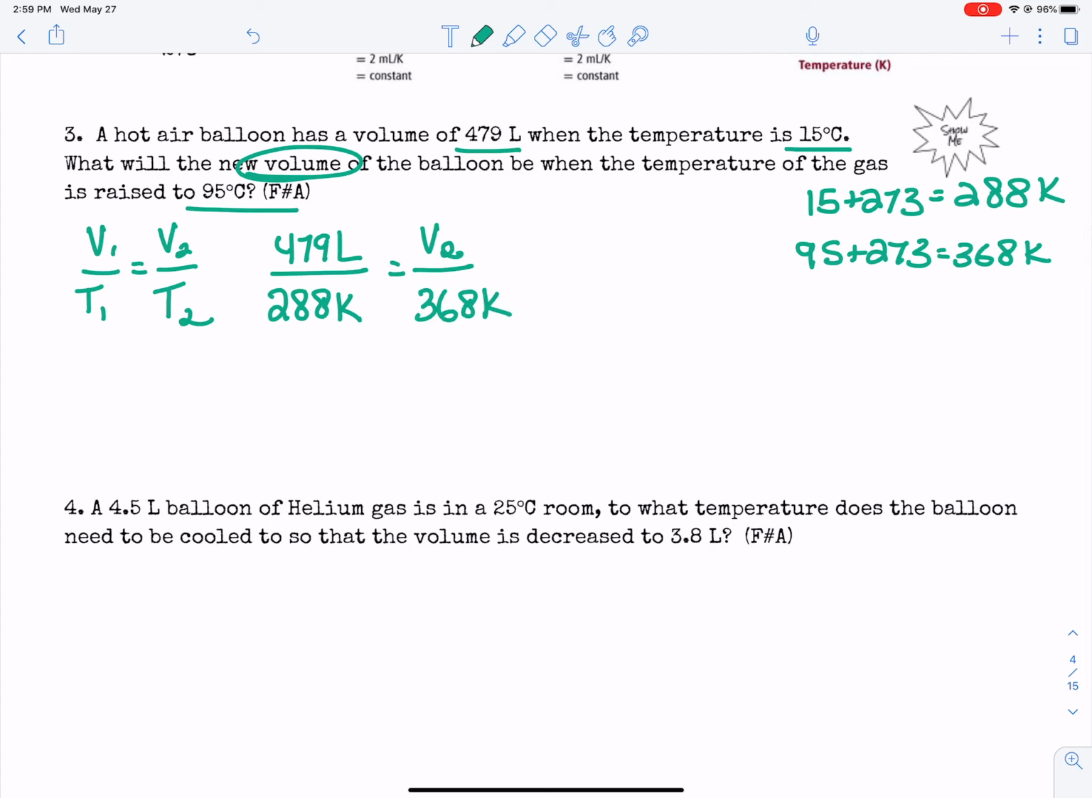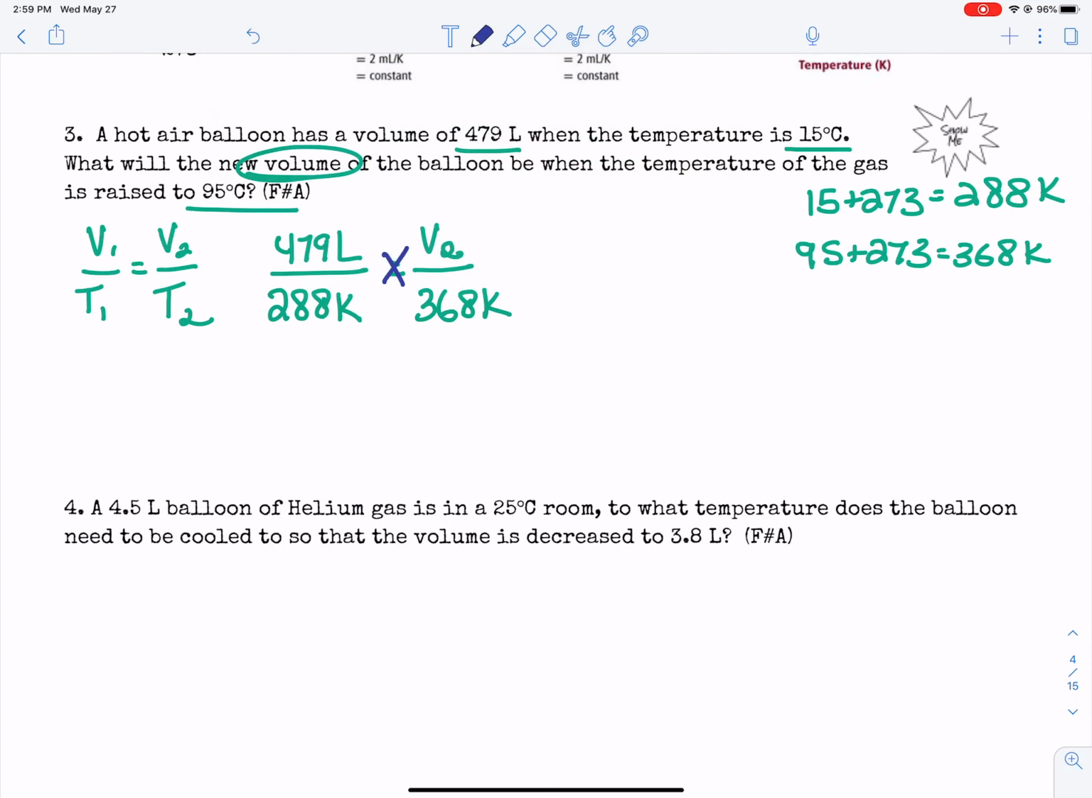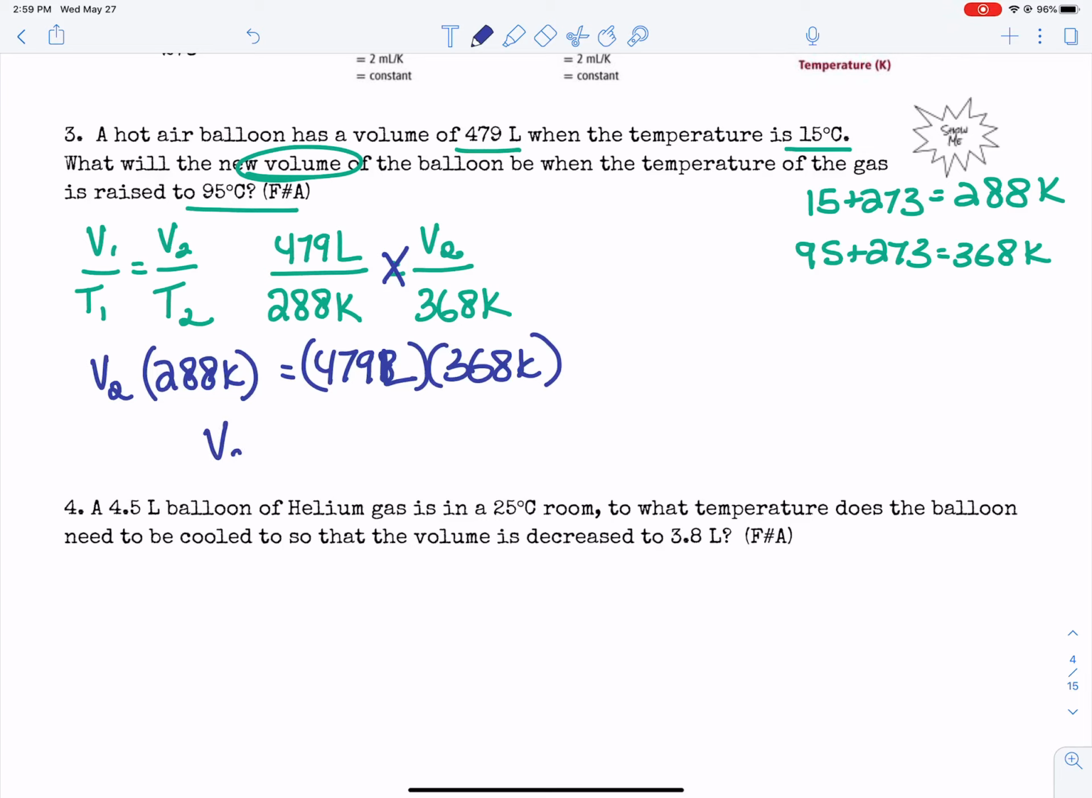And mathematically, there are many different algebraic techniques for how to solve this problem. Generally, what I do is I cross multiply here. So then I would wind up with V2 times 288 Kelvin equals 479 liters times 368 Kelvin. And then divide both sides by 288. So the second volume is 612 liters.